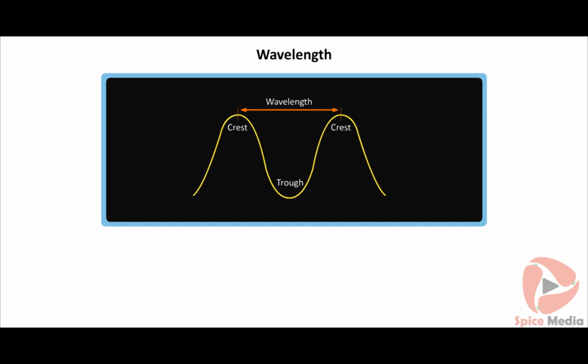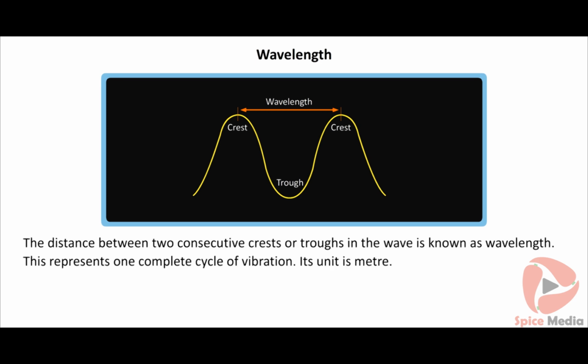Wavelength is the length of one complete wave. When the particles of the medium vibrate about their mean position, they produce crests and troughs. The distance between two successive crests or troughs is called wavelength. Its unit is meter. We have learnt about crest, trough, and wavelength.